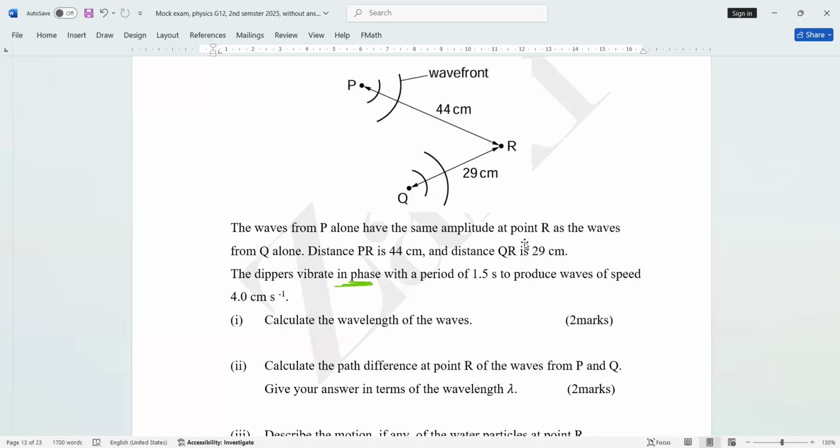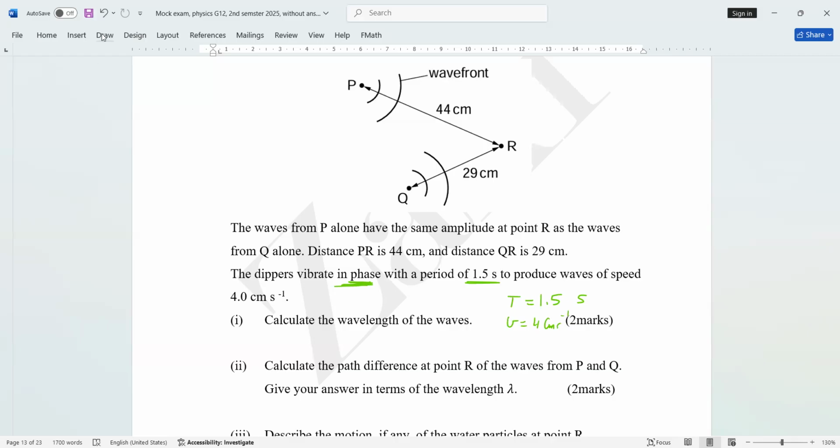So this is an important word: with a period of, then we have the time period. So this is the time period, 1.5 seconds, to produce waves of speed, we have here the speed of wave, 4 centimeter per second. Calculate the wavelength of the waves.